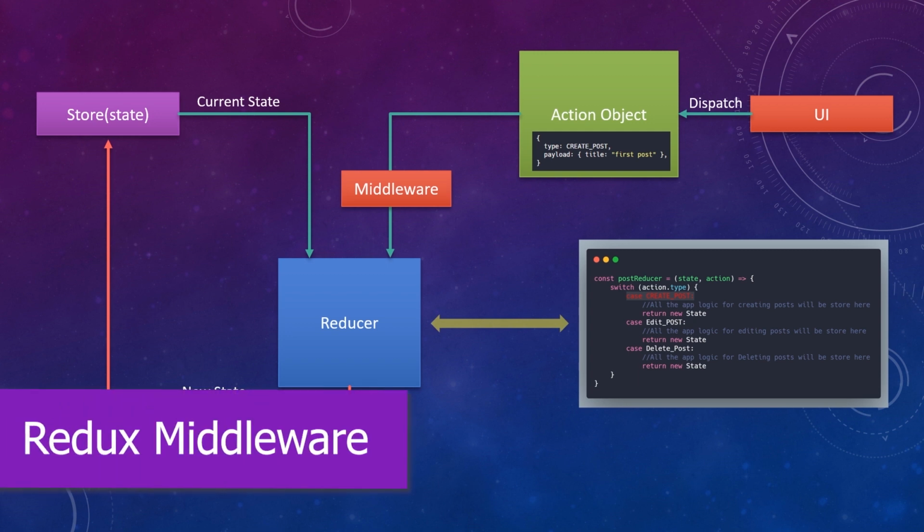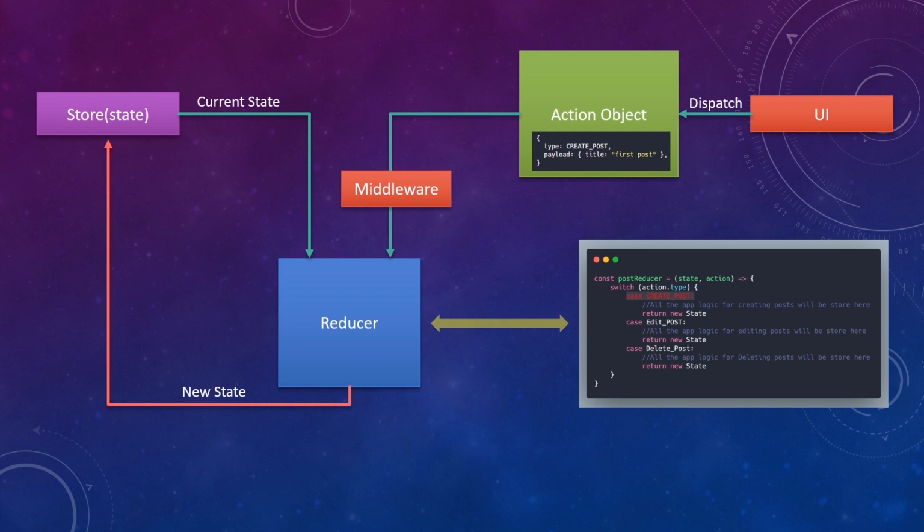In this video, I want to talk about Redux middleware. Now, the purpose of Redux middleware is to intercept an action before it reaches the reducer. So when a user interacts with our application, and let's say they click a button, that's going to trigger the UI to dispatch an action. And that we already understand.